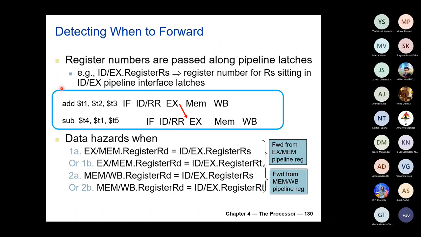Now, one thing you have to make sure of: the notion of destination register and source register is also there in, suppose instead of add, this is a shift instruction.